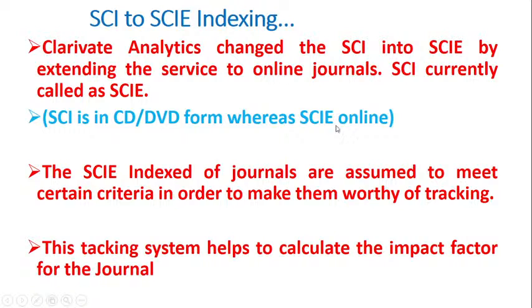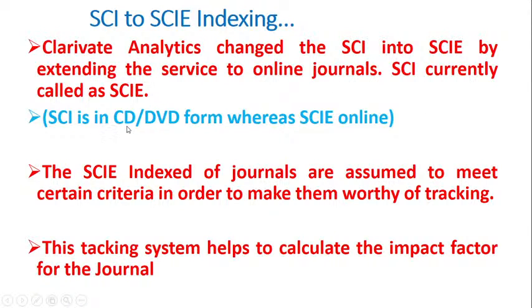So I searched on the internet, and I got the answer. SCI is in CD or DVD form, whereas SCIE is available online. So some part of SCI was available in CD form, around 10% in CD and DVD form, and the remaining 90% majority online. Once Clarivate Analytics changed it into SCIE, Expanded, they made it completely online. So nowadays there is no CD and DVD for the SCI indexed database. Okay. So this is the difference.